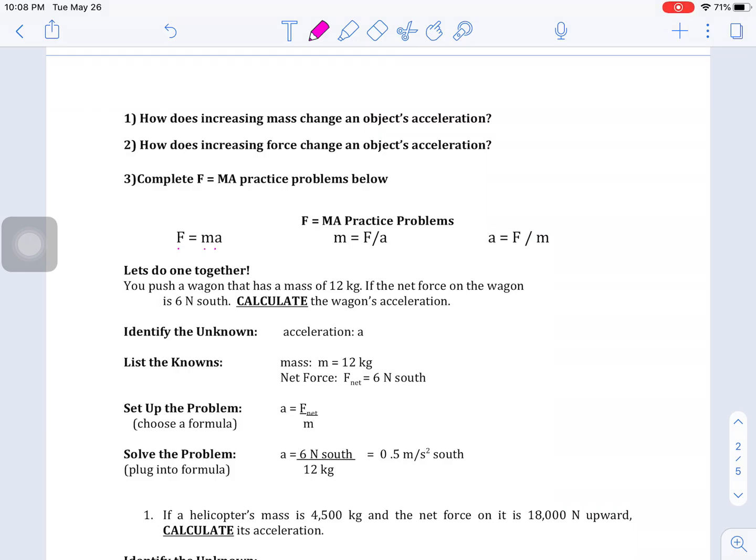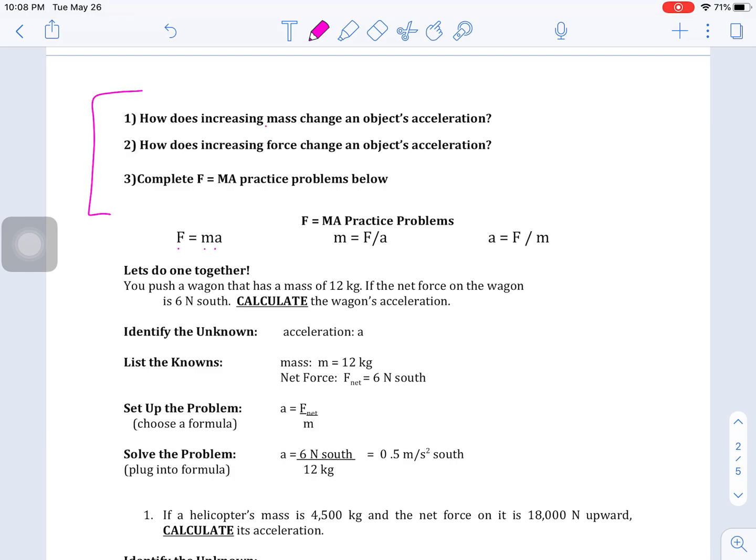All right, friends, let's take a look here at our practice problems for Newton's second law, the relationship between force, mass, and acceleration. You have a couple summary problems from the notes. Hopefully those are already done. Just going to review those with you quickly.